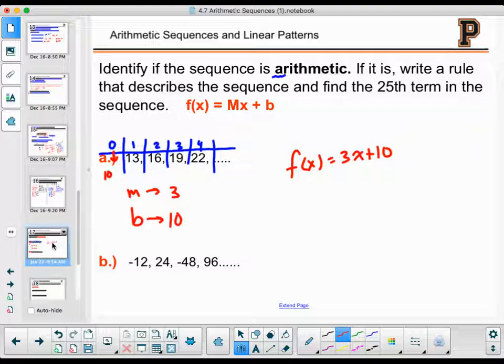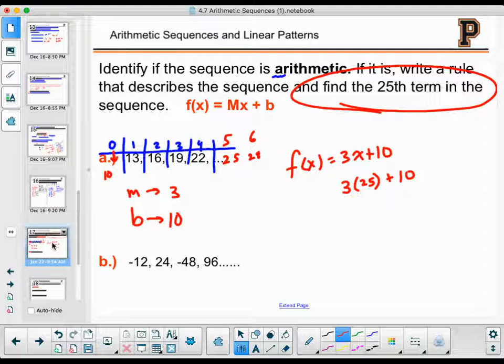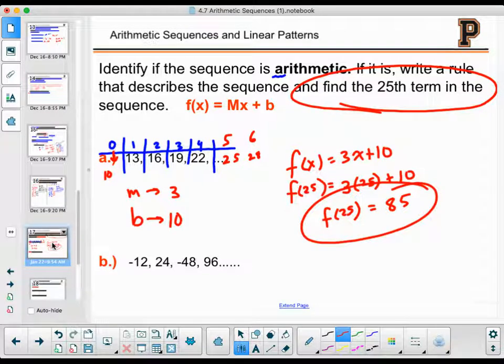Now we're not quite done because it does say to find the 25th term in the sequence. You can definitely extend this and go, the 5th term is 25, the 6th term is 28. If you want to do that 25 times, that's great. But think about it: we've added 3 25 times, so we might as well just take 25 times 3. We didn't start at 0, we started at 10, so we do the math this way to find the 25th term. 3 times 25 is 75, 75 plus 10 gets us our 25th term. We're done. That's it.